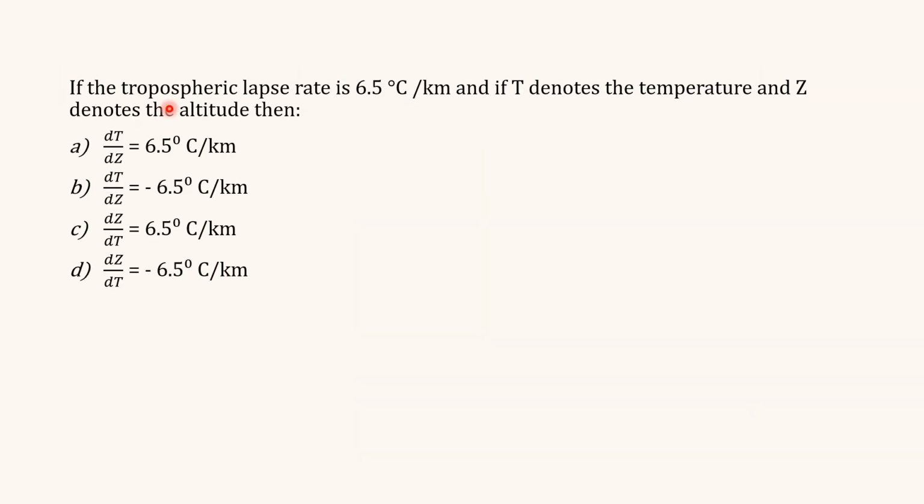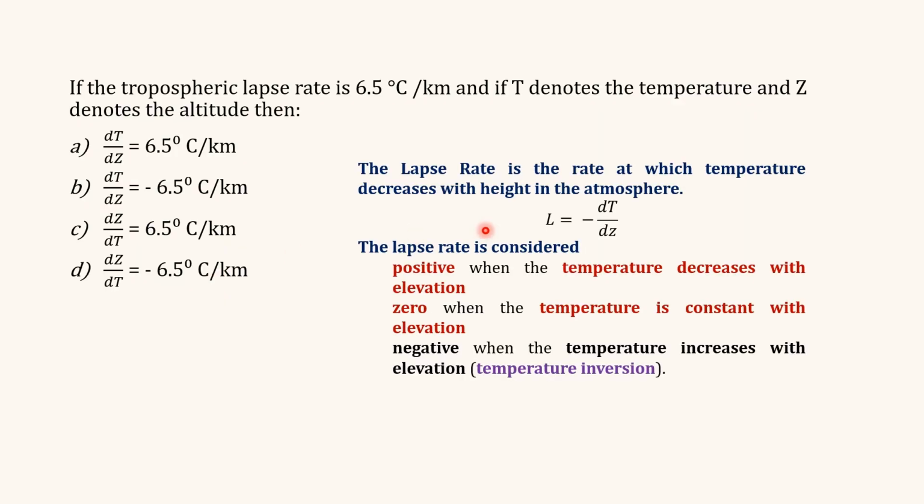Next question is, if the tropospheric lapse rate is 6.5 degrees Celsius per kilometer and if T denotes the temperature and Z denotes the altitude, then how do we represent the lapse rate? dT by dZ 6.5 degrees Celsius per kilometer, dT by dZ minus 6.5 degrees Celsius per kilometer. Here we have dZ by dT 6.5 degrees Celsius per kilometer or dZ by dT minus 6.5 degrees Celsius per kilometer. As we discussed in the video on the lapse rate, the lapse rate is the rate at which temperature decreases with height in the atmosphere, and its formula is minus dT by dZ.